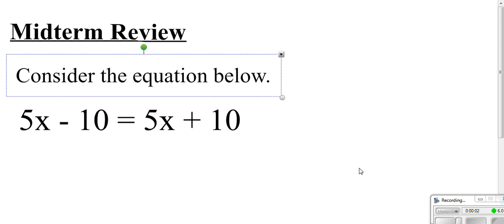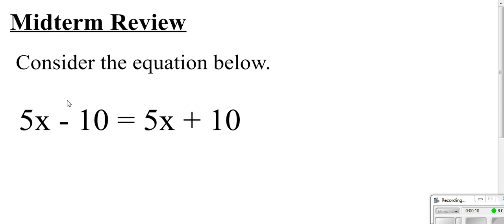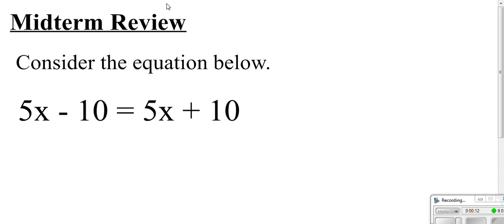All right, this video is going to show you a mix of questions from the midterm, and not exactly from the midterm, but it's a midterm review. So the first question on the midterm review is this one. It says consider the equation below. 5x minus 10 equals 5x plus 10.